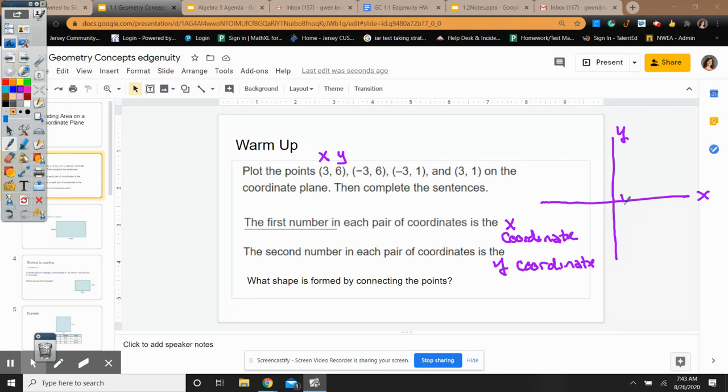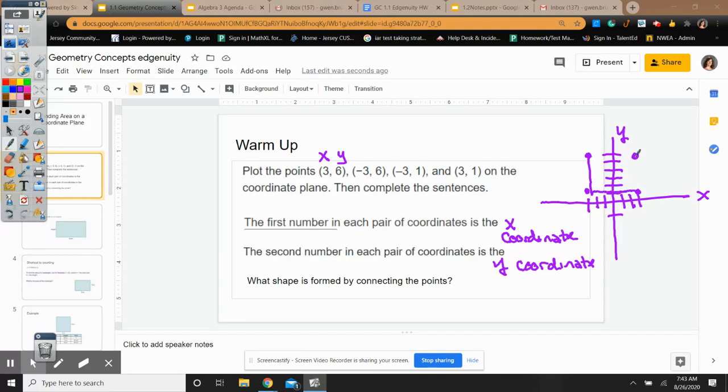So over 3 in the X direction, up 6. There's a point right there. -3, up 6. Well, I already counted up 6, so that's convenient. -3, down 1 and 3. Oh, I'm a liar. You guys are probably getting mad at me. -3, up 1 and 3, 1. So when I connect those, what shape did I make?